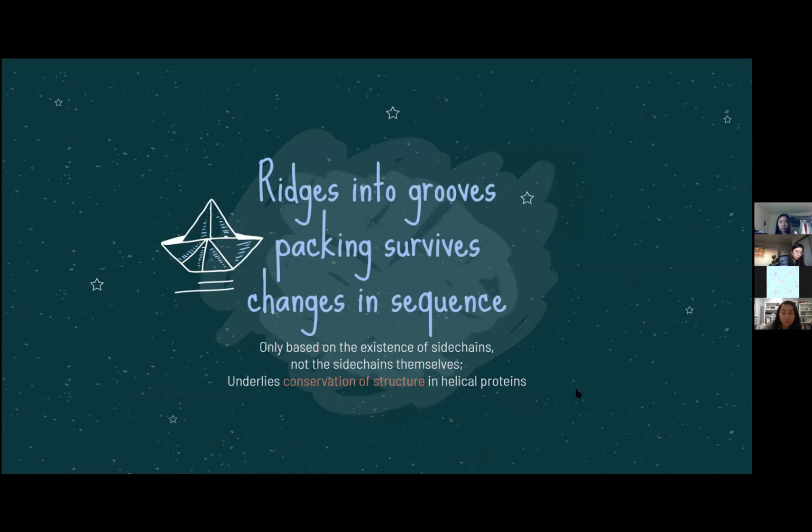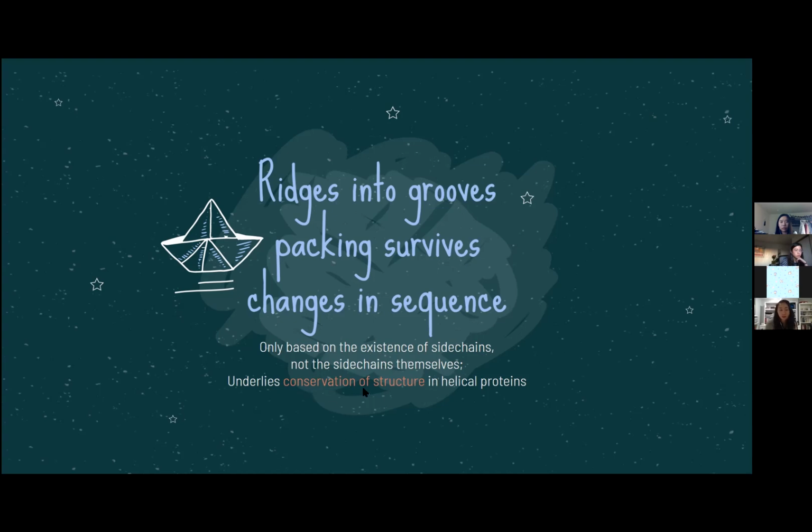And a big takeaway from ridges into grooves packing is that since it doesn't depend on the sequence itself, it often survives big changes in sequence. However, if there is a mutation of some sort that makes it not amenable to the interaction that's being formed, or the ridges into grooves packing, then that mutation will simply not survive. So these ridges are only based on the existence of side chains, not the side chains themselves. So this often underlies a conservation of structure.